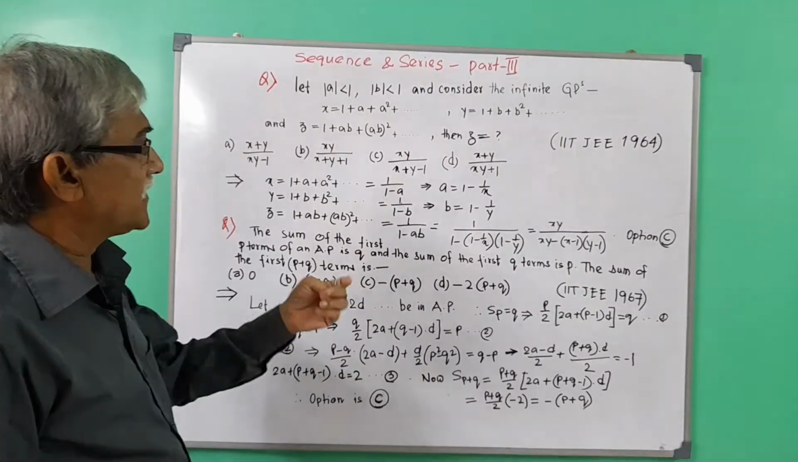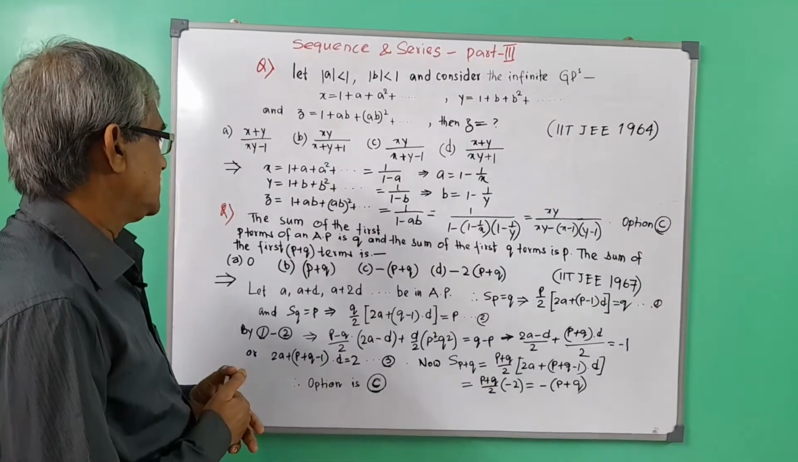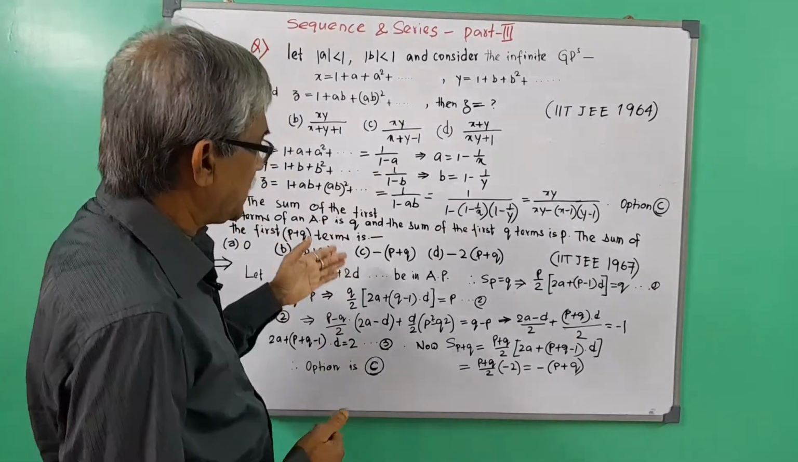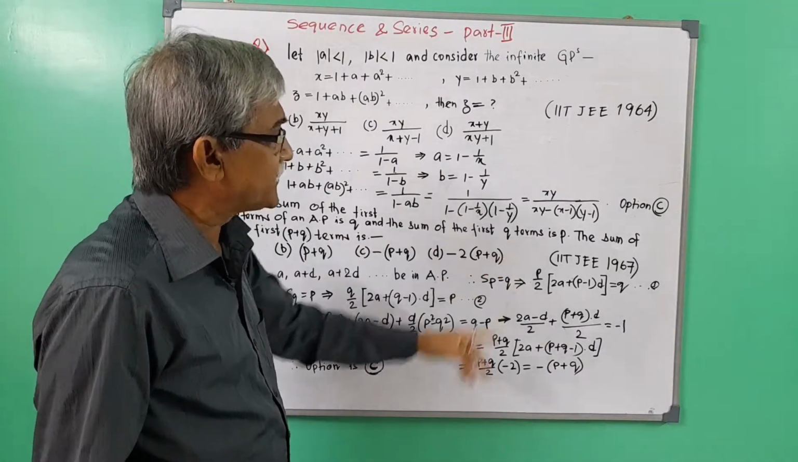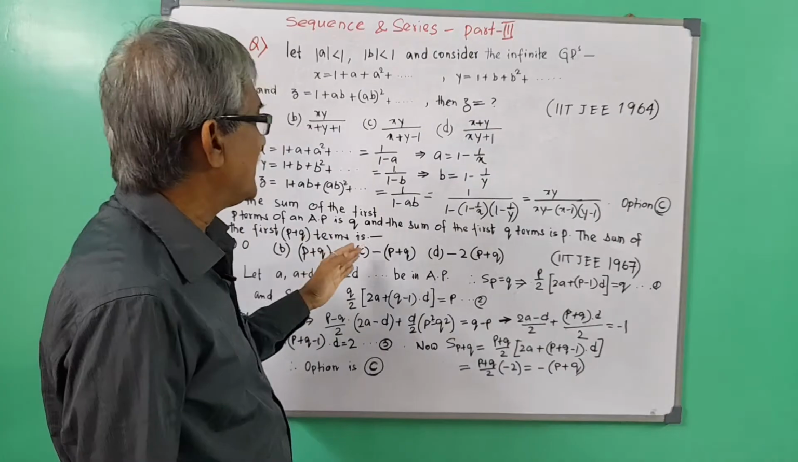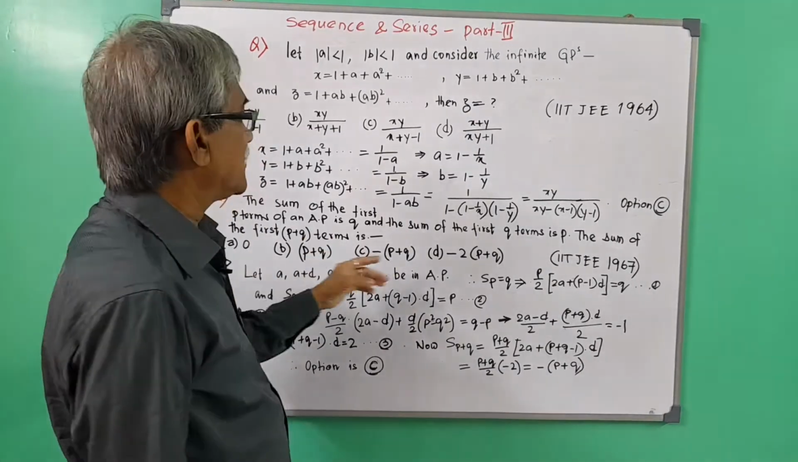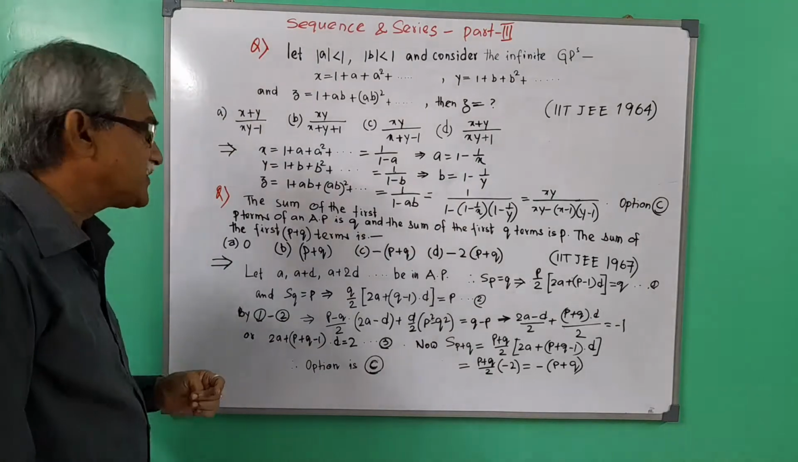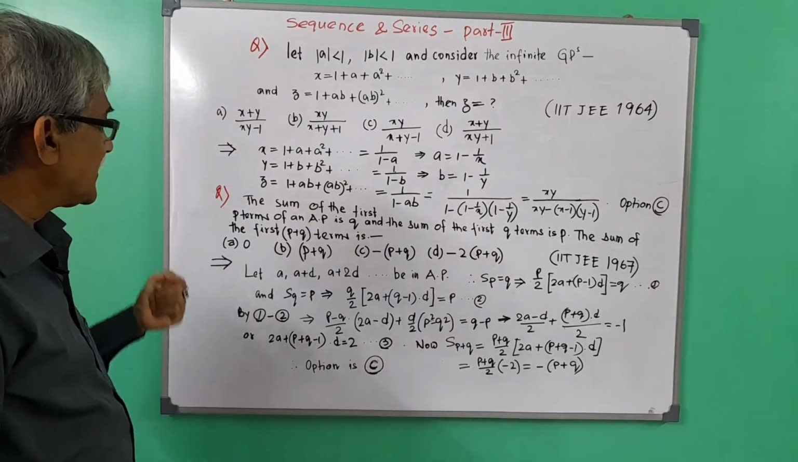Next question, this is from the IIT JEE 1967 exam. The sum of the first P terms of an AP is Q, and the sum of the first Q terms is P. The sum of the first P plus Q terms is, there are also 4 options, and you have to select the correct option after you have worked it out. So let us answer it.